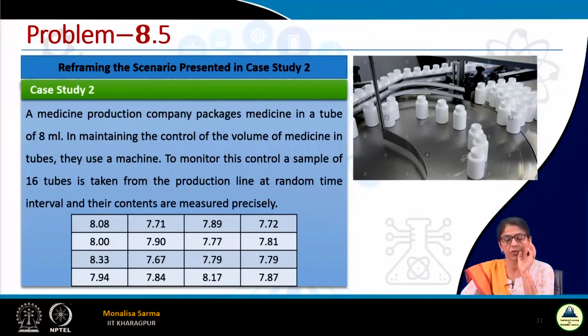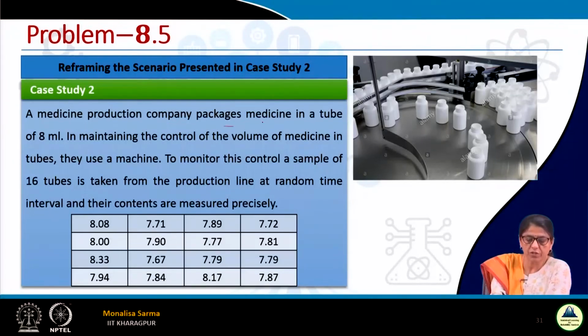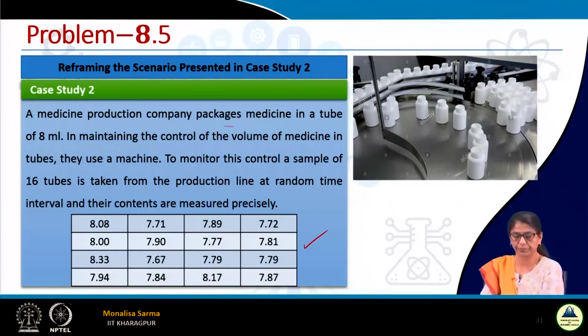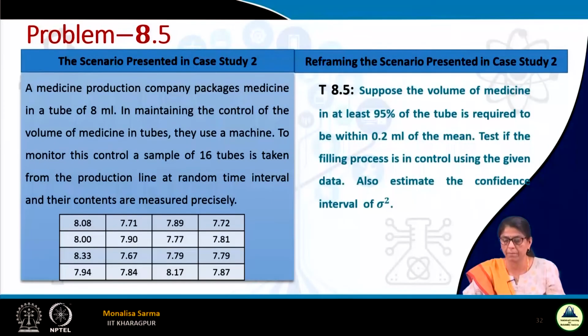Okay. So again I am coming back to case study 2, which I used in my first lecture of statistical inference. And here I am reframing it a bit. A medicine production company packages medicine in a tube of 8 ml. In maintaining the control of the volume of medicine in tubes, they use a machine. To monitor this control, a sample of 16 tubes is taken from the production line at random time intervals and their contents are measured precisely. These are the different volumes of the samples that we have taken.